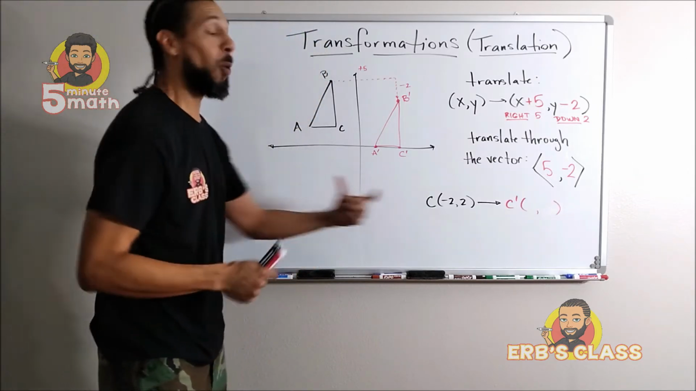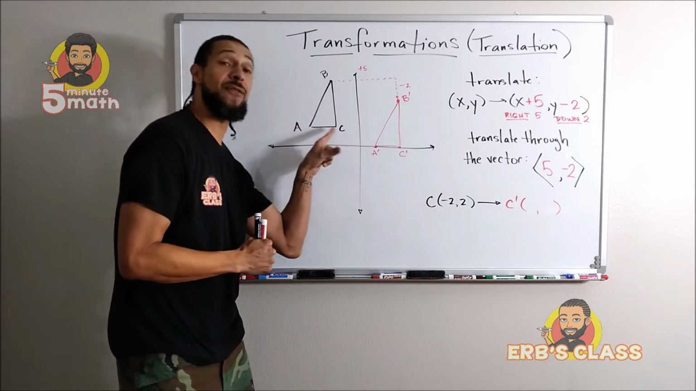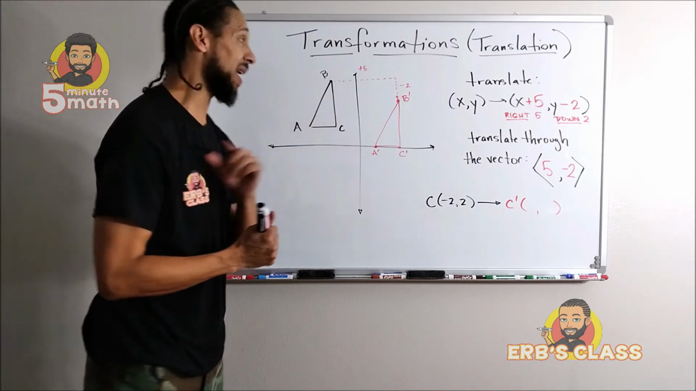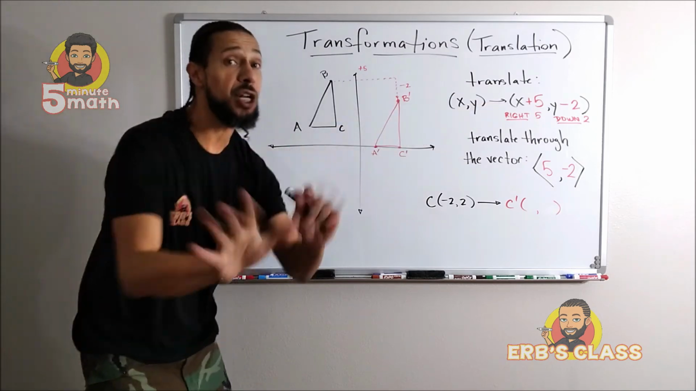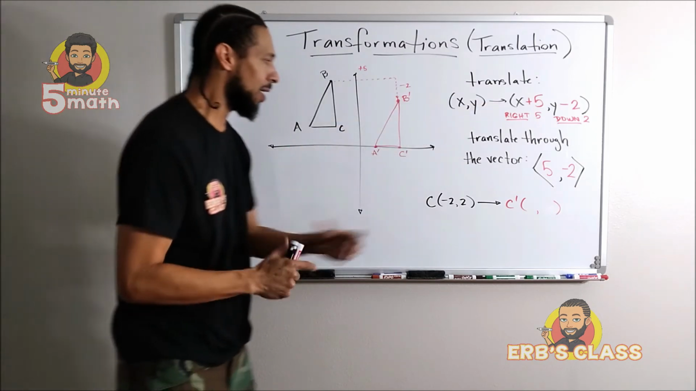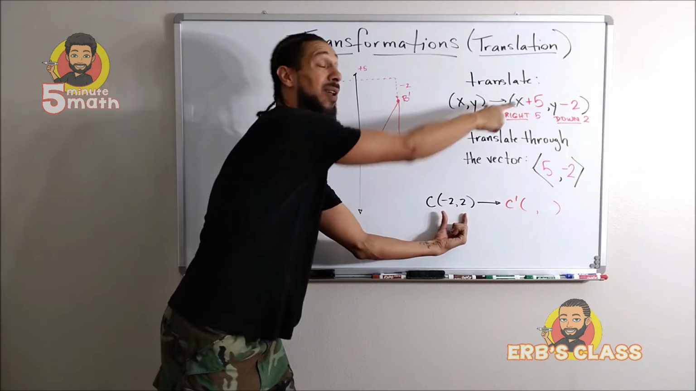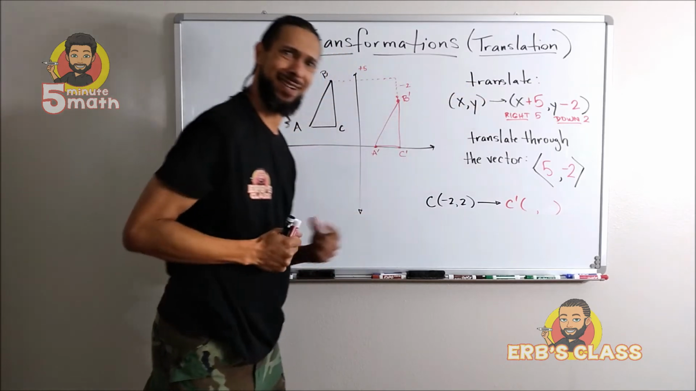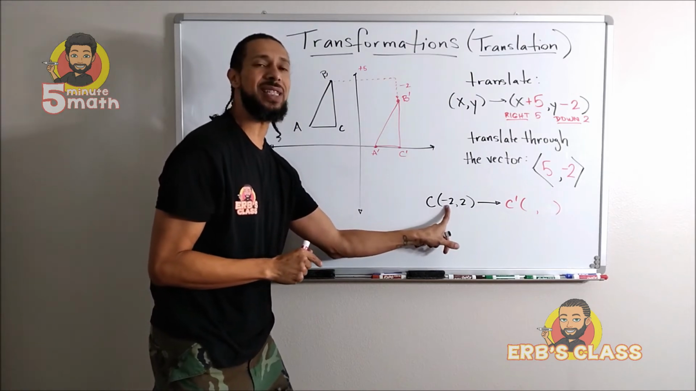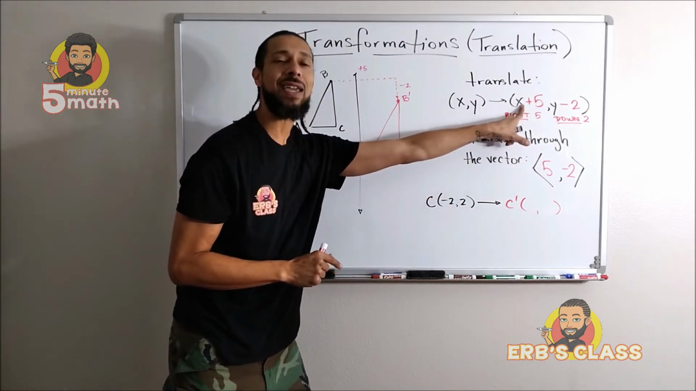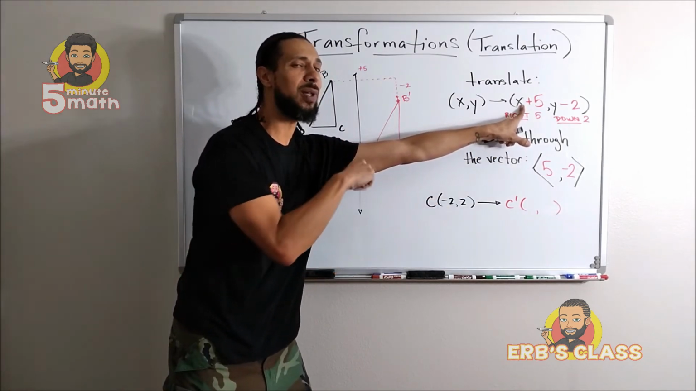Okay, now, what if I knew the coordinates of my original C point, right? And I wanted to translate that point this way without using a graph. I could take these coordinates and plug them in right here. So what I'm saying is, if my original C was -2, and I put that right here, what's -2 plus 5?